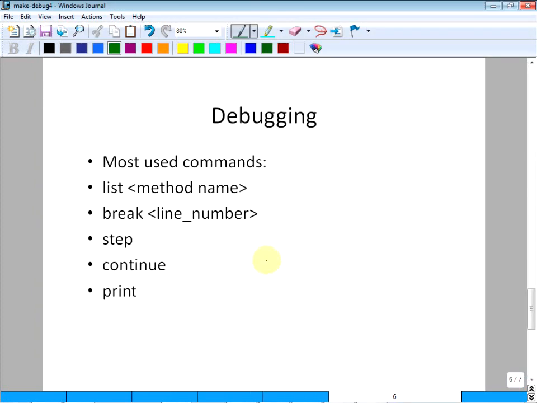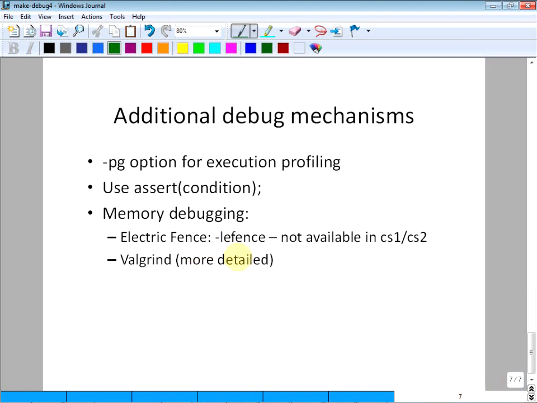So debugging we already covered. Listing and breakpoints, stepping and all that we covered. Valgrind also we covered. The only thing I haven't covered is the assert statement. In programs you can put an assert statement, for example assert that variable b is less than 10. If b is not less than 10, the program will crash right there.